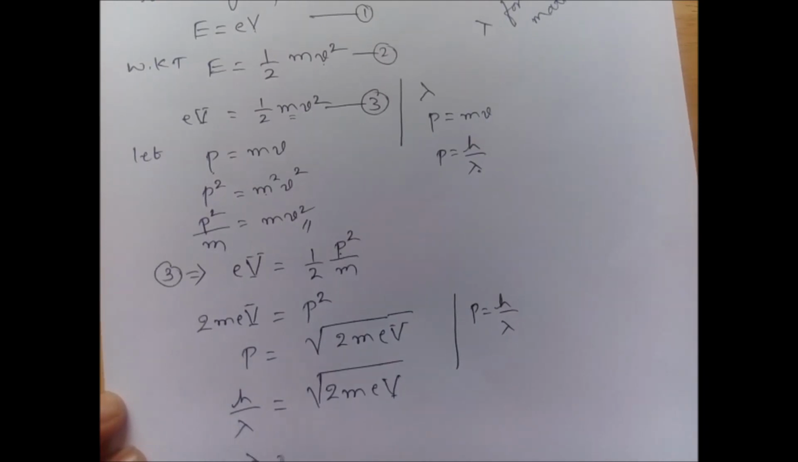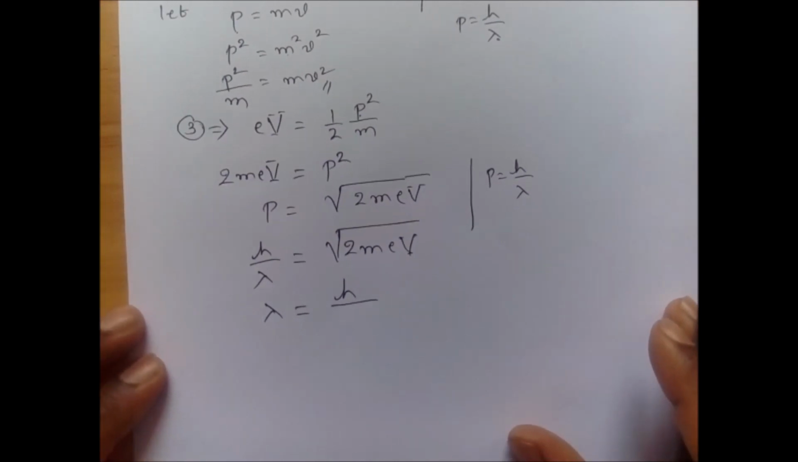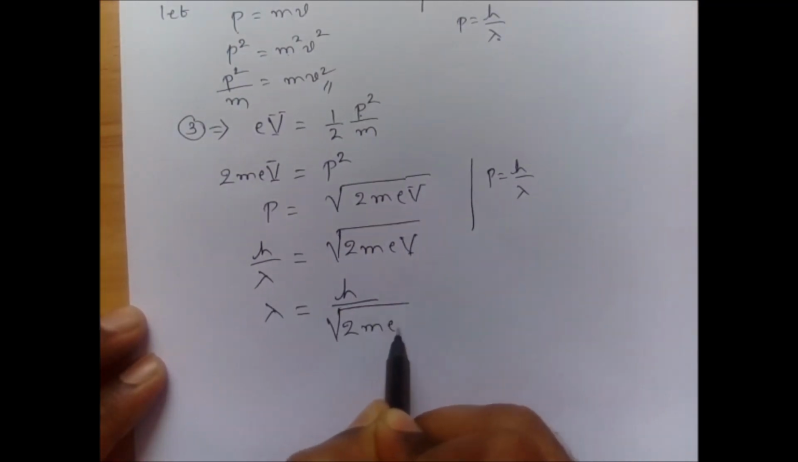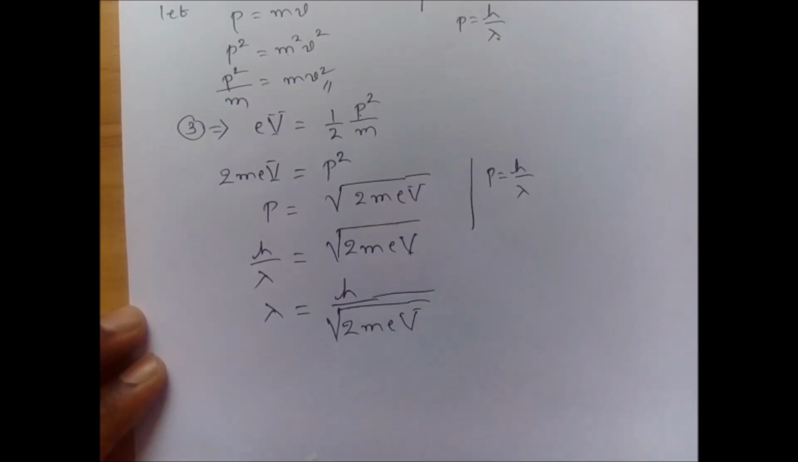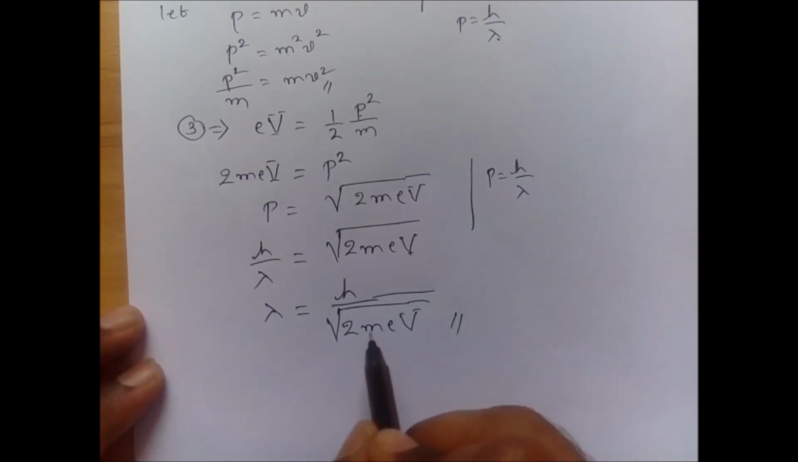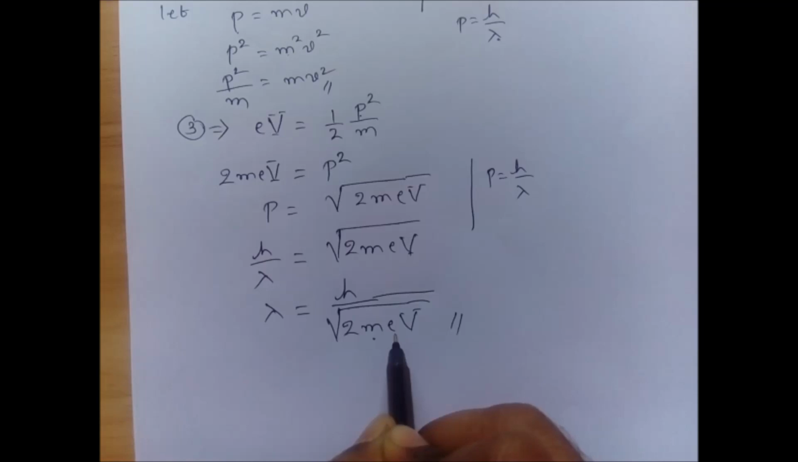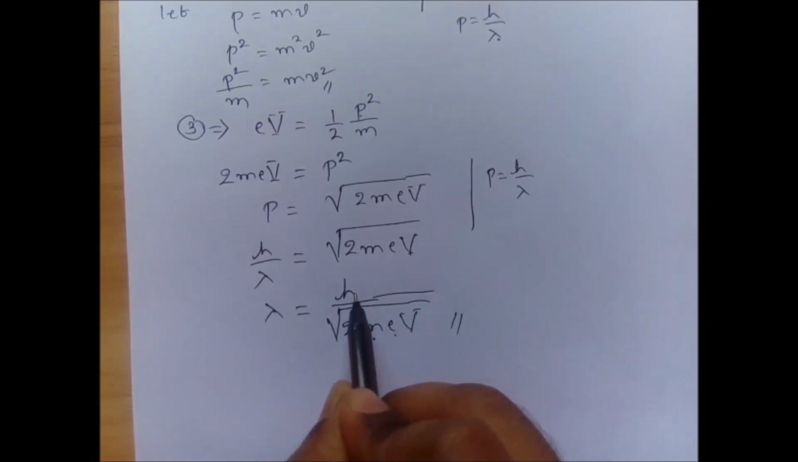So lambda is equal to, what's the value of lambda? It is h divided by square root of 2m eV. So this is the de Broglie wavelength, or you can say the relation between this energy and the lambda. Here m is the mass of an electron, e is the charge of an electron, V is the potential applied, and h is Planck's constant.